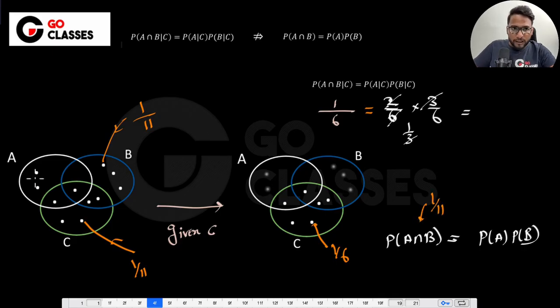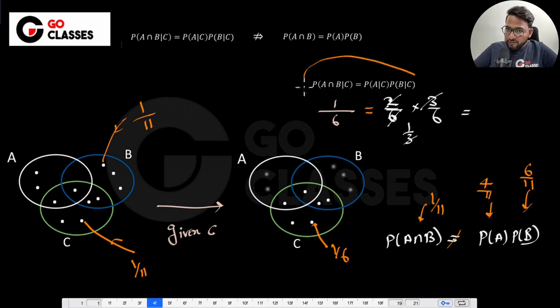Now the probability of A is 1 2 3 4 elements out of 11, so this is 4 by 11. The probability of B is 1 2 3 4 5 6 elements out of 11, so 6 by 11. Since it is very obvious that 1 by 11 is not equal to 4 by 11 times 6 by 11, that is why you will say that this is not true. See, even though this left hand side is true, which means even though they are conditionally independent, still they are not normally independent, right?